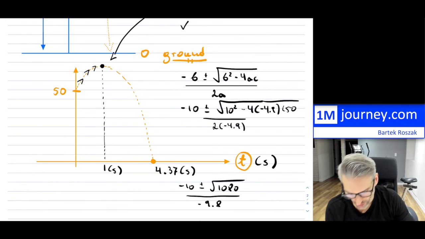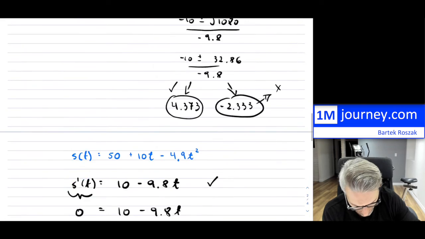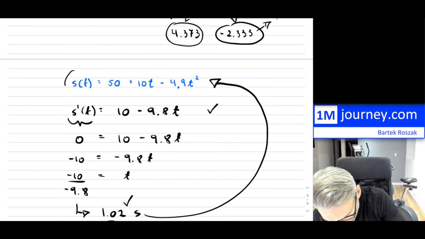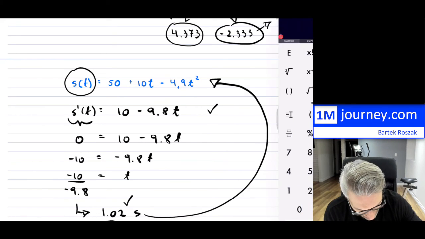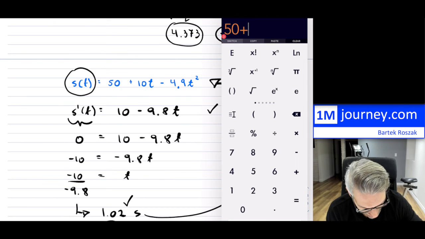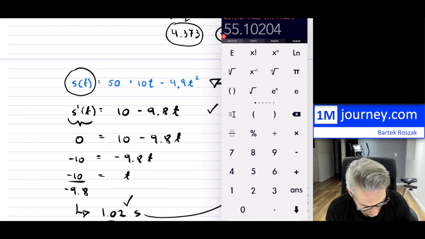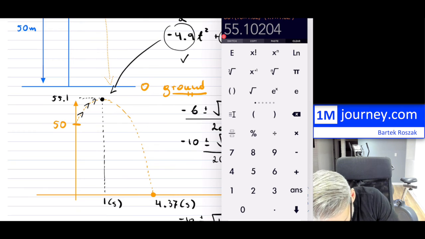Now, I can also find out on the y-axis what that is. If I know that it's 1.02, I can substitute this back into this equation to find out the peak height of this ball as I threw it up. That's pretty neat. So that's going to be 50 plus 10 times 1.02, minus 4.9 times 1.02 squared, and I will know that was 55.1 meters. So this is 55.1 meters right here.